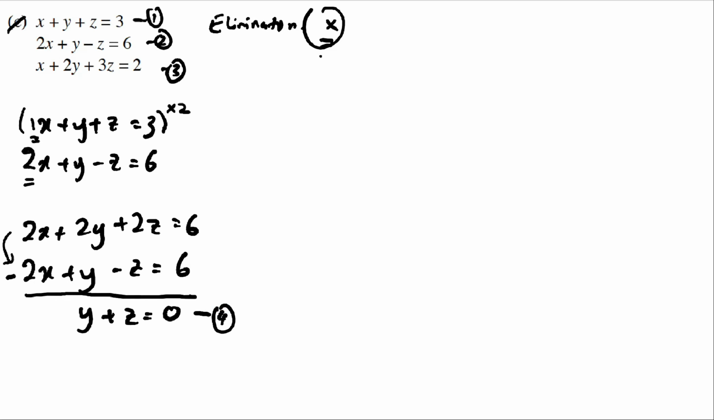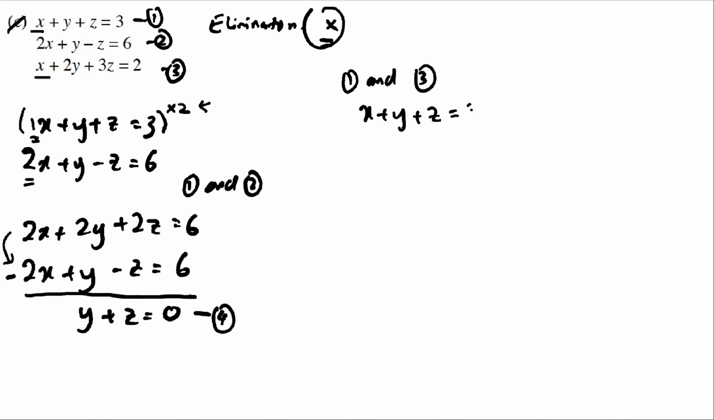Okay, we want to eliminate x, remember, so we have this one, 1 and 2. Choose another 2 equations, so either 2 and 3 or 1 and 3, it doesn't matter. We want to eliminate x, right? Okay, so I want to do 1 and 3 because here x and x have the same coefficient, so you don't have to multiply with this one. Okay, 1 and 3. 1 is x plus y plus z is equal to 3, and this one is x plus 2y plus 3z is equal to 2.